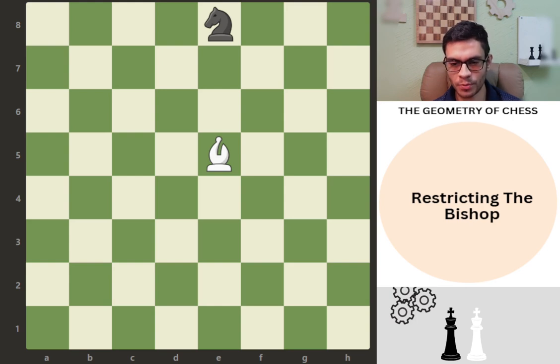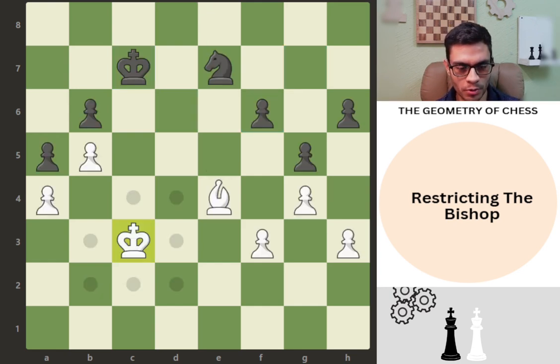Restricting the bishop might not be as easy as restricting the knight. So here we see two squares apart, and now you can put a bishop that is restricting all these squares for the knight that cannot go anywhere, but it's still possible to restrict the bishop. So let me show you a position where the conditions are met.